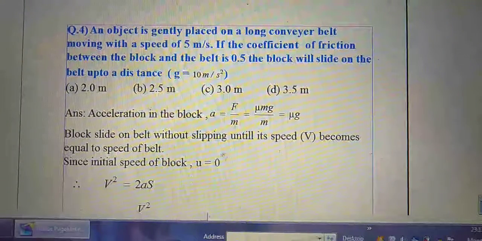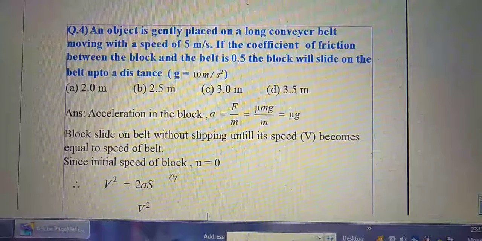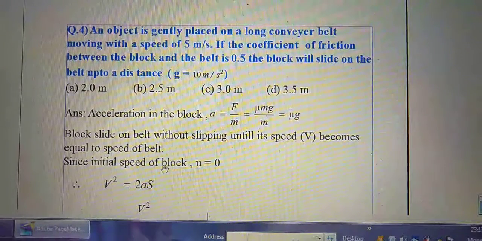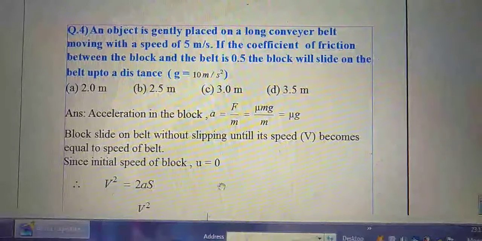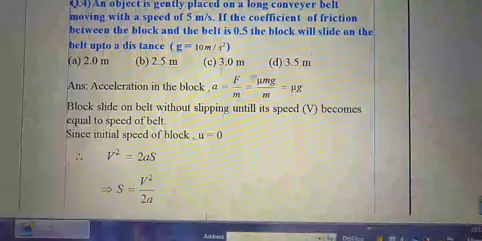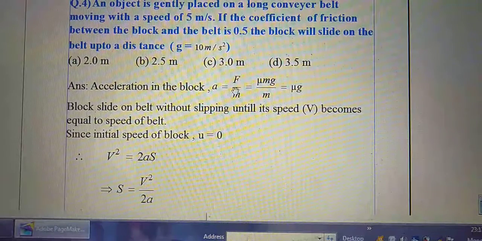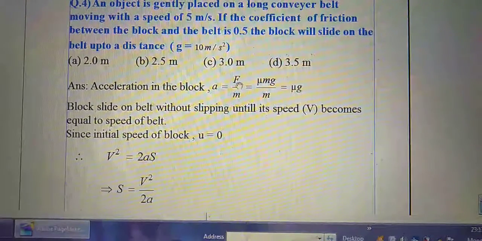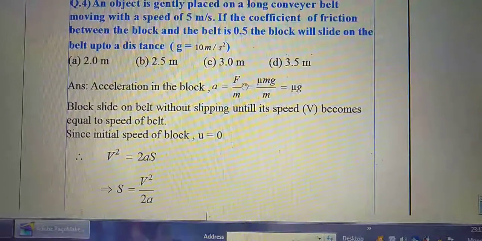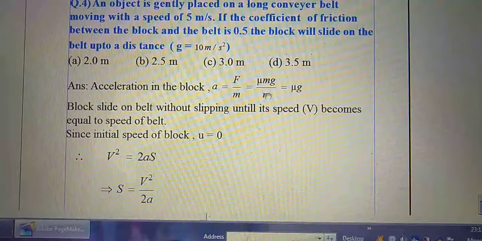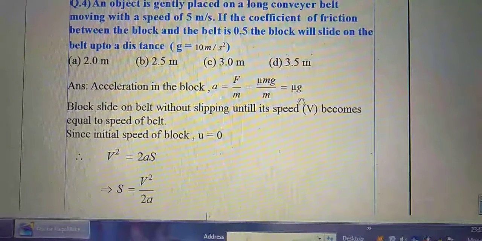So it will slide until its speed is equal to the speed of the belt. Okay. So acceleration due to frictional force: a equal to F by m, and F equal to mu mg. Frictional force value is mu mg. While mu is the coefficient of friction, so a is mu g.